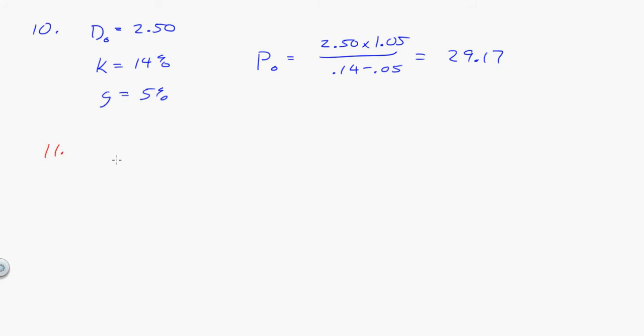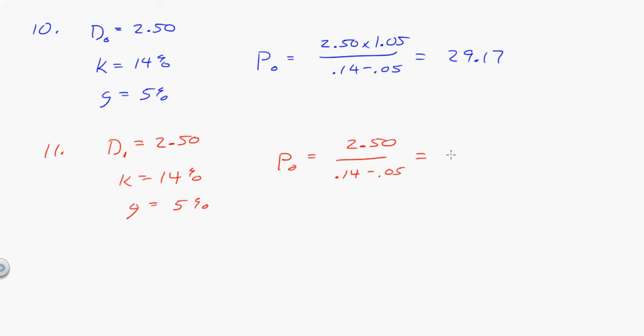Number 11 looks a lot like it. I wanted to show you the one difference. A stock will pay a dividend next year. Write down what you know. D1 is equal to $2.50. Discount rate of 14%. Growth rate, constant growth, wonderful, 5%. This is the easiest problem I can get. D1, I already have it, over K minus G, I already have it, is equal to $27.78.